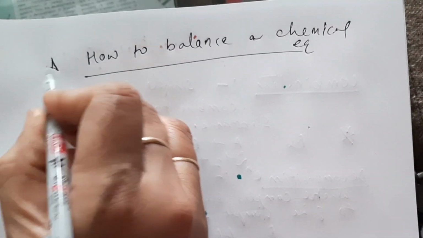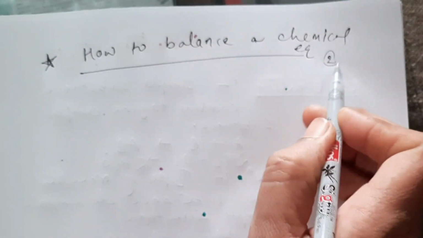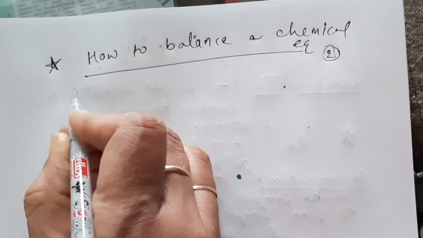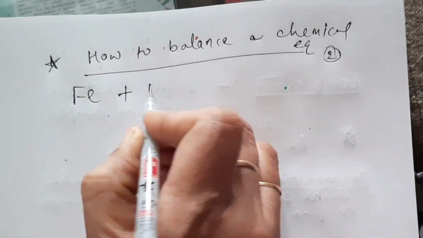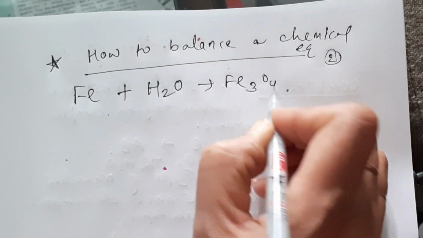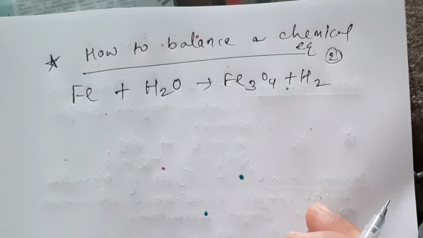Now the next important topic is how to balance a chemical equation. Based on this, two questions can be asked where they will give the equation to balance. So let's start with balancing. Here Fe is reacting with water to form Fe3O4 plus hydrogen. Now how to balance? You need not write LHS and RHS, directly you can solve.